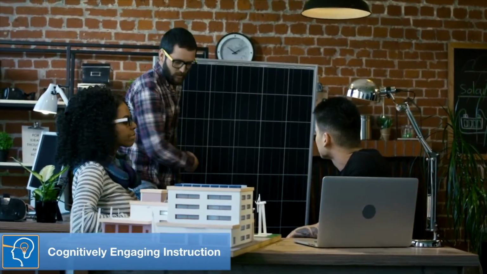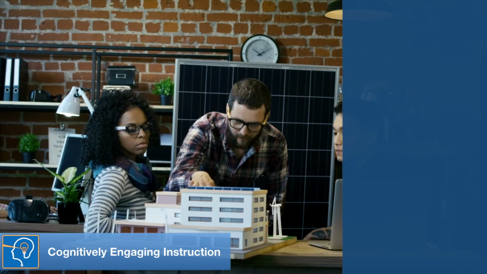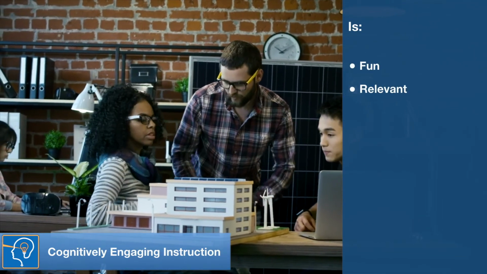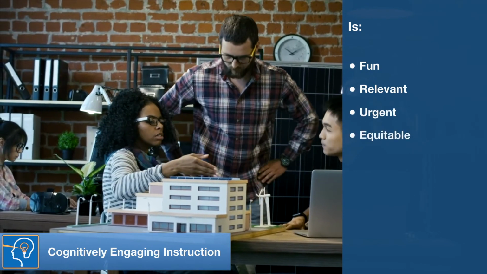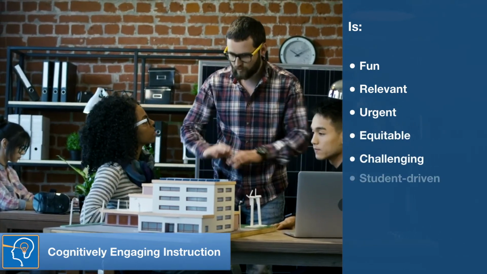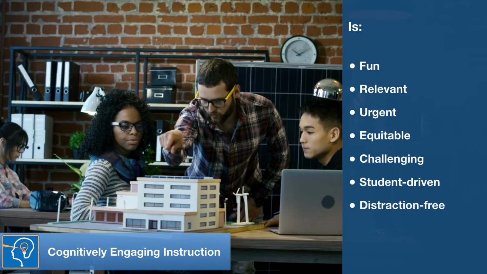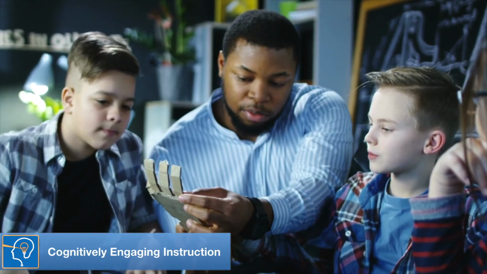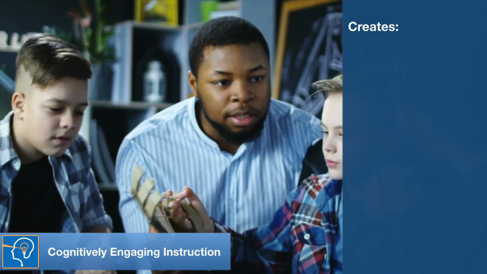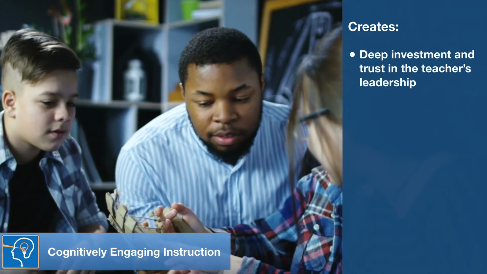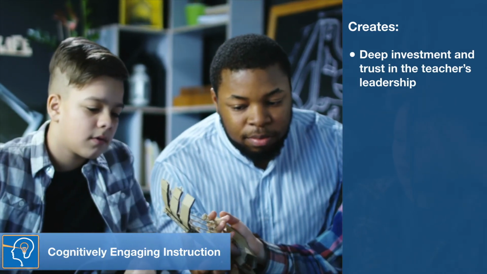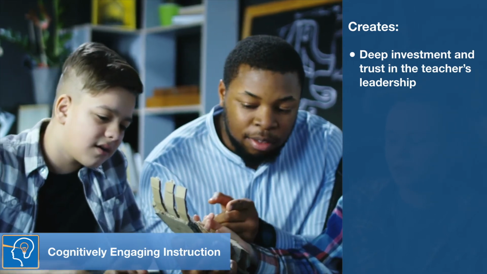The third element is a cognitively engaging learning environment where learning is fun, valuable, urgent, equitable, challenging, student-driven, distraction-free, and mastery-based. This proves to students that they are actually learning and developing their potential in your classroom. This creates a deep investment and trust in the teacher's leadership because it is evident that if we follow the teacher's guidance, we will learn and succeed.